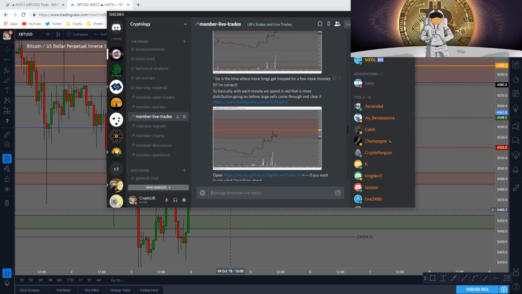And then I said this is the time where more longs get trapped for a few more minutes. So basically, with each minute we spend in red, that is more distribution going on before large sells come through and clear it. So if you don't know, distribution is, what's a good way to put it that makes sense easily?